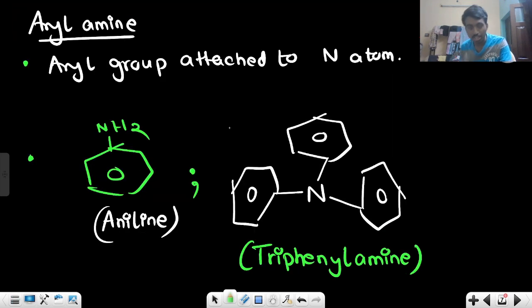Okay, let us understand. See here. Aryl amine, aryl group attached to N atom directly. So that is aniline, and this is triphenylamine. You can see all the three phenyl groups are attached to nitrogen. So nitrogen is directly attached to aryl group. Right? That is a benzene ring. So this is an aryl amine.